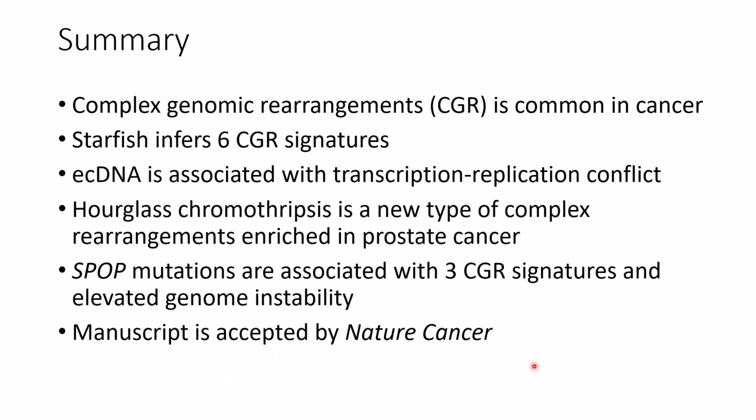So to summarize, I've shown you that complex rearrangements are very common in cancer, and we detect 6 different signatures. ecDNA is associated with transcription replication conflict. Our glass chromothripsis is a new type of complex rearrangement enriched in prostate cancer. SPOP mutations are associated with 3 different signatures, and they are related to elevated genomic instability. And our manuscript on this study has been accepted by Nature Cancer. It should be online soon.